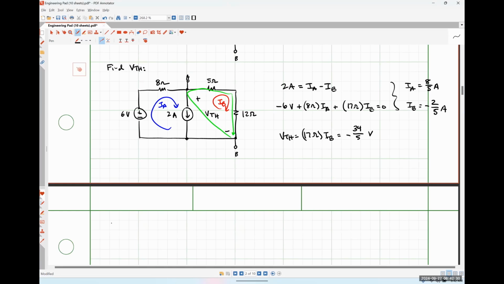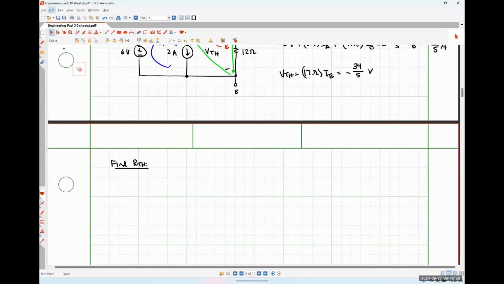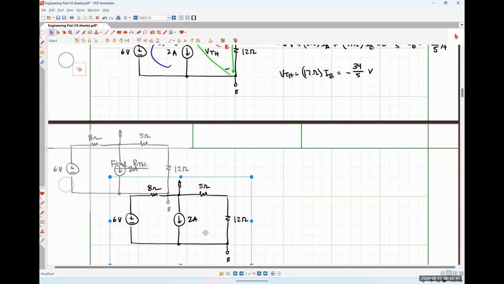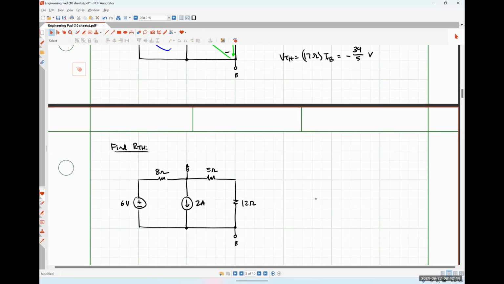RTH. So once again, I'm just going to start from my original circuit. Since I have a set of terminals already, I don't need to take anything out, so I'm good to go there. So I just need to turn things off. So my 6-volt source becomes a short circuit. My 2 amp source becomes an open circuit. And so my resistance is seen looking between terminals A and B.